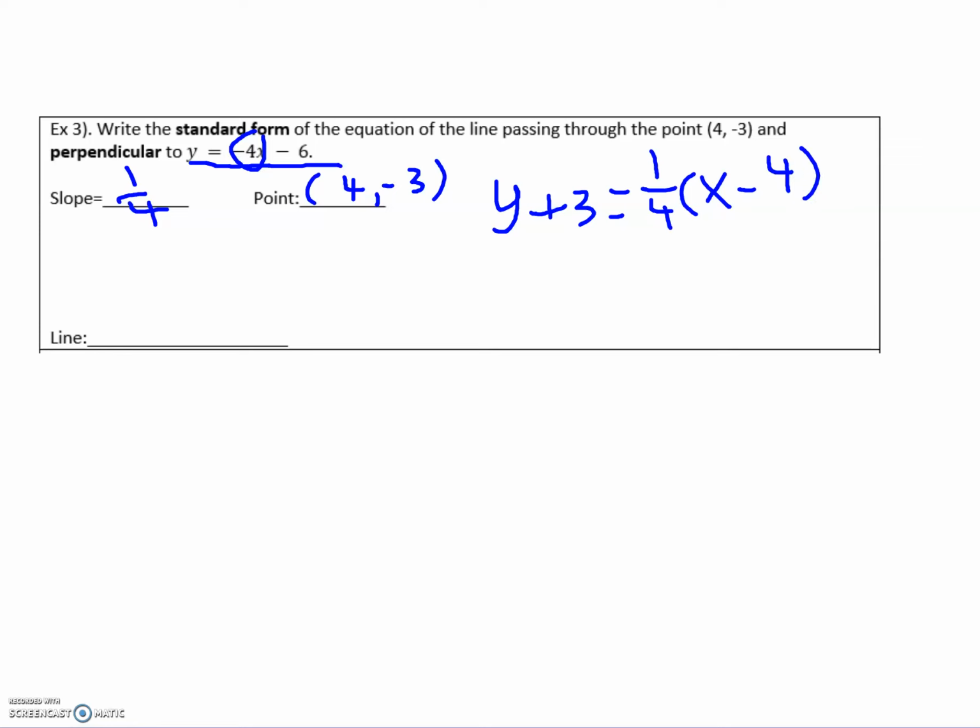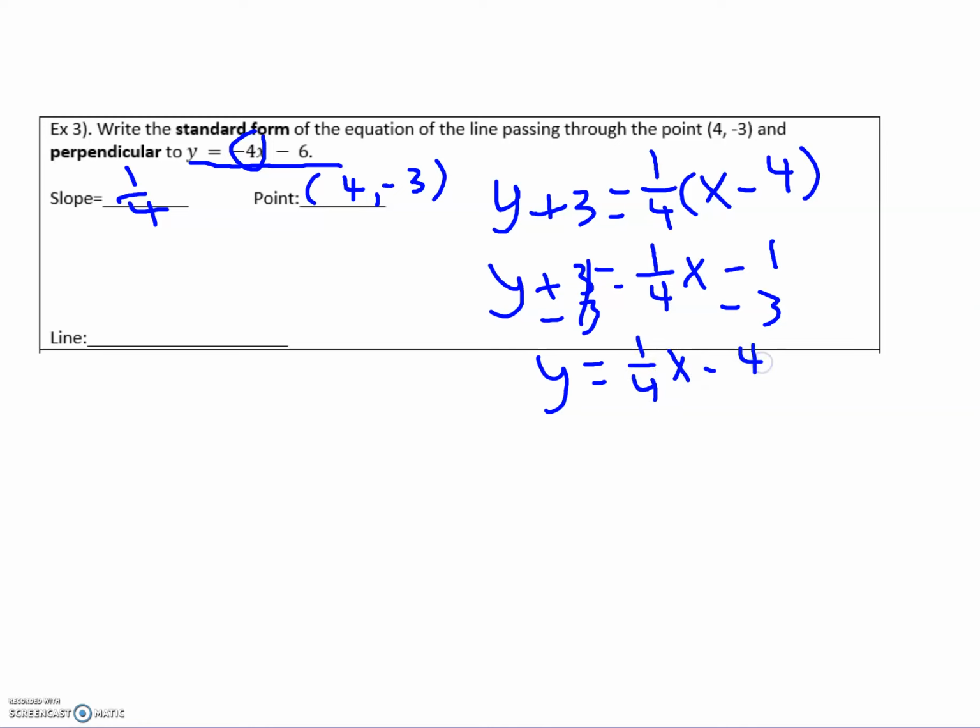I need to write this out in standard form. So first, I'm going to go ahead and distribute. We have y plus 3 is equal to 1 over 4 x. 1/4 times 4 is 1, so you have minus 1. And then subtract 3. You have y equals 1/4 x minus 4. In order to get this in standard form, we're going to move over the x, so we have minus 1/4 x. Negative 1/4 x plus y equals negative 4.